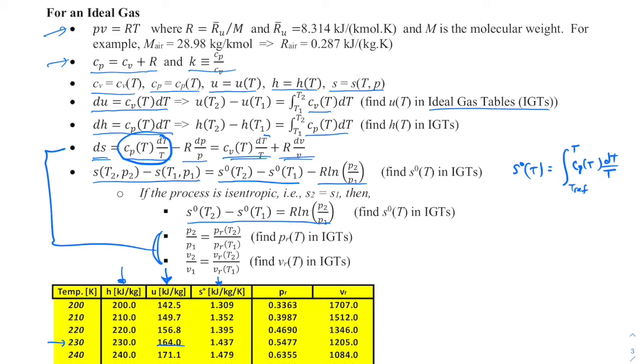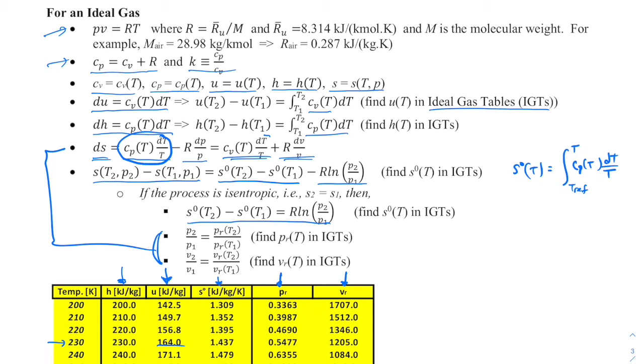So P2 over P1 is equal to Pr at T2 over Pr at T1, where the Pr has been pre-tabulated. It's a definition for a quantity. I'm not going to review it here, but it's in the last lecture notes. The Pr is given in the table, same sort of thing with the vr. It's very handy to have these things tabulated, so it gives you a quick way to find pressure and specific volume ratios. And again, those things are only functions of temperature.